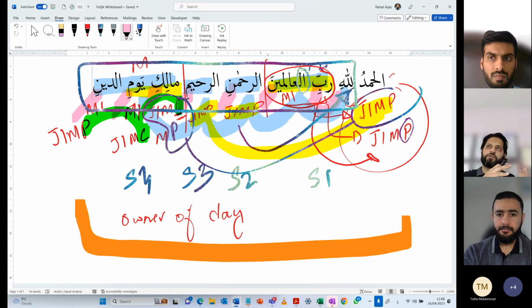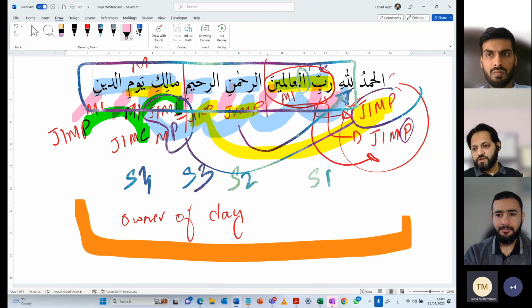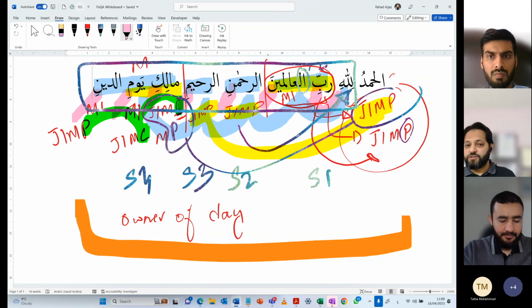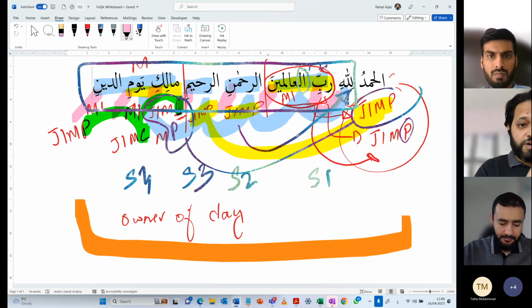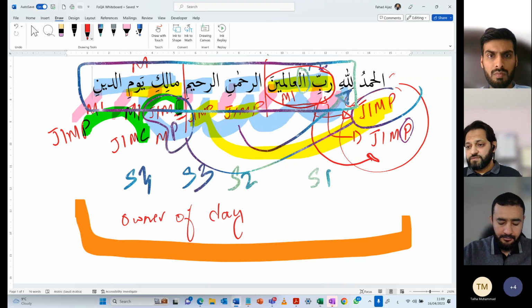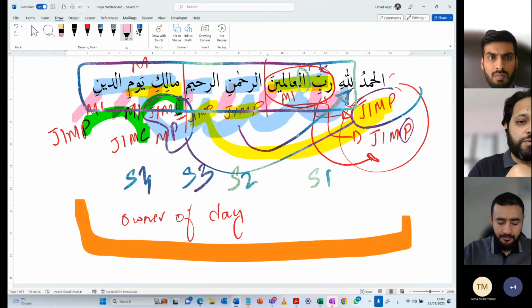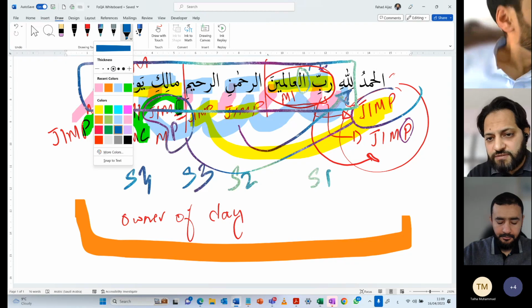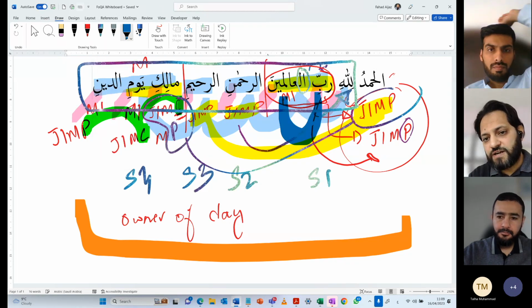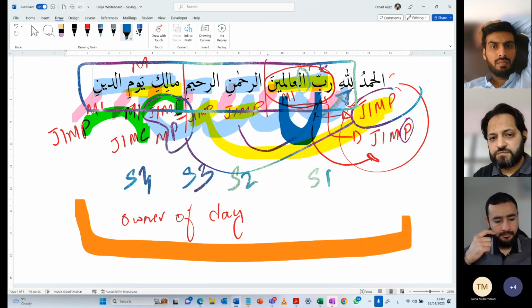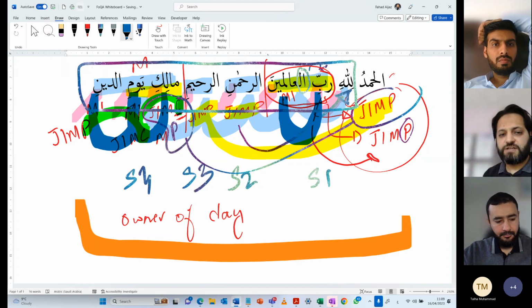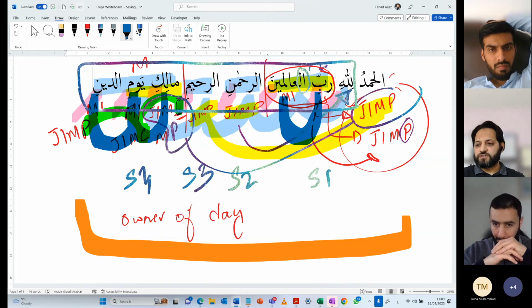I told you that jar is the word after off because you were in kindergarten. Okay, that was one definition of jar. Now you are graduates. Now I'm telling you, yes, off relationship is true. What I told you is true, but it's not complete. So now I'm giving you more definition. In this case, for example, Rabbil Alameen, that definition stands. It's mudaf ilayh. In case of Maliki Yawmiddin, it stands. In case of Yawmiddin, it stands. Maliki Yawmi stands. The words after off are jars.